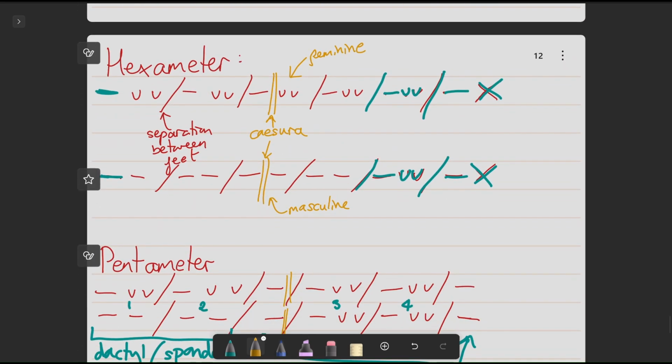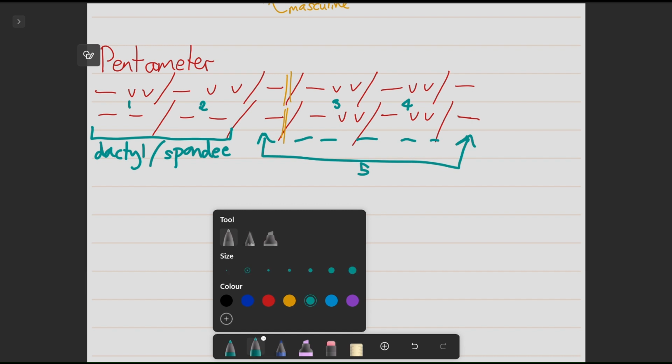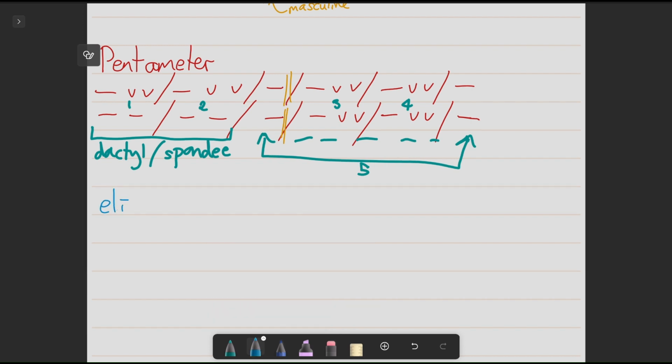Oh, wait, elision. I can't leave out elision. Let's get another colour. Elision is important, and I almost forgot it. It's the first thing you should do when you look at a line of any sort of Latin poetry that you're trying to scan. So elision is when there are 2 vowels in a row, from the end of a word to the beginning of a word.